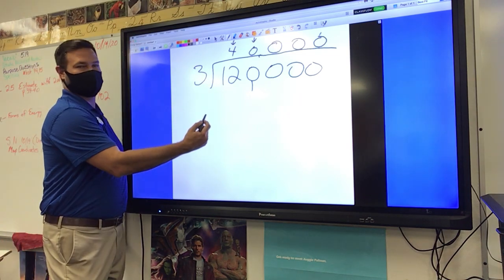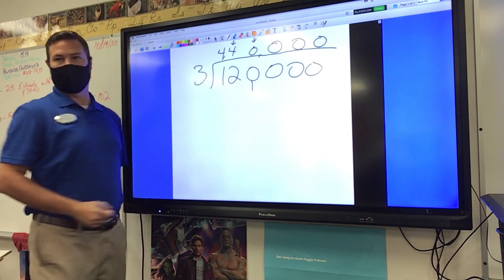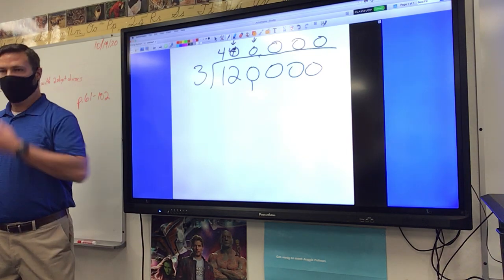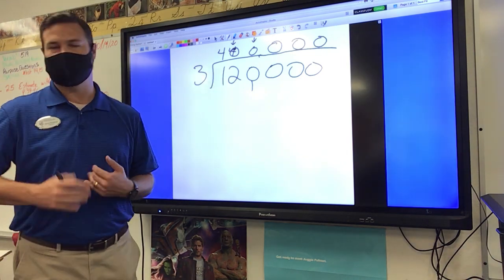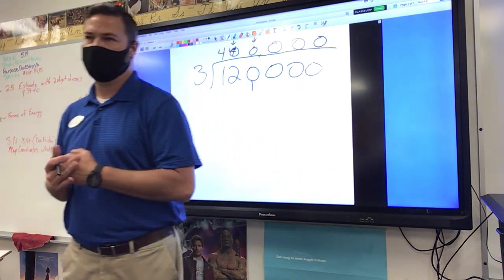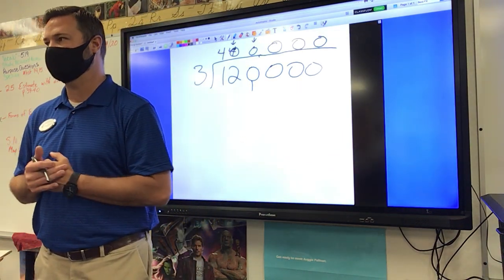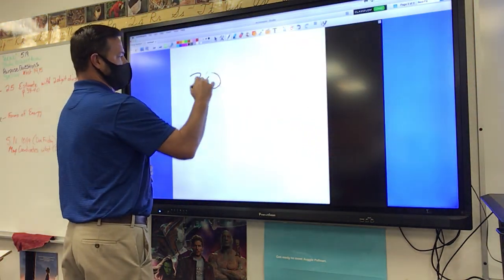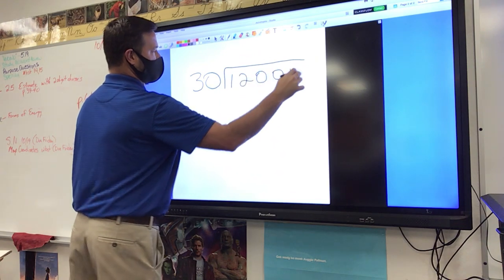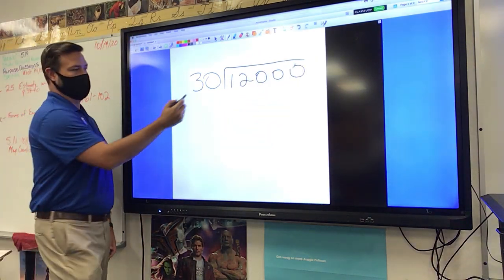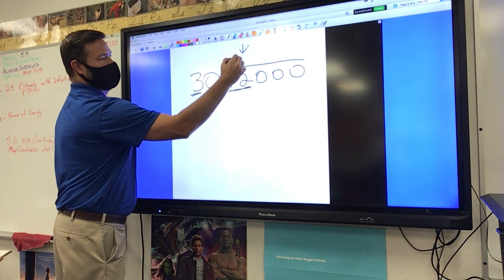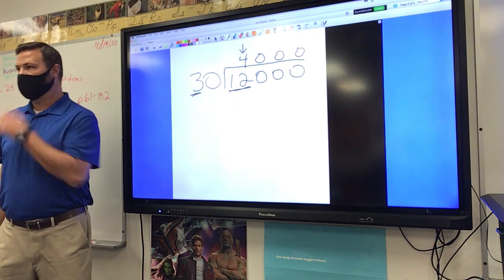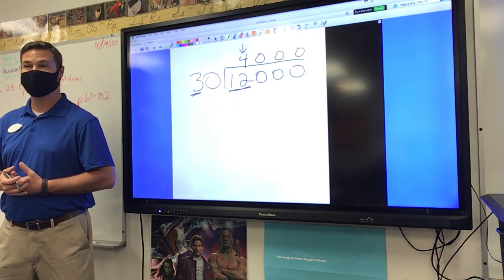Would I have gotten the same answer if I started with my 4 above the 1 and then made the rest zeros? No. So when we start doing our 2-digit dividing, which is what we're starting today, the number one thing people make the mistake is starting in the wrong place. All right, so when we're dividing, let's just say I'm dividing 30 into 1, 2, 0, 0, 0. A lot of people will go, oh, 3 goes into 12 4 times, and the rest are zeros. Okay? And if you do that, you're wrong.